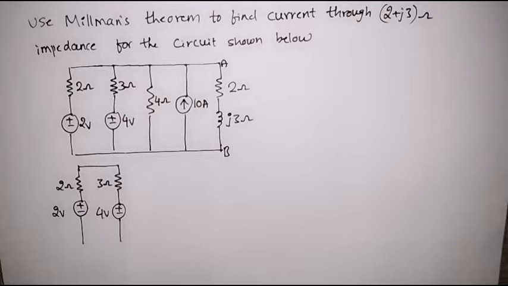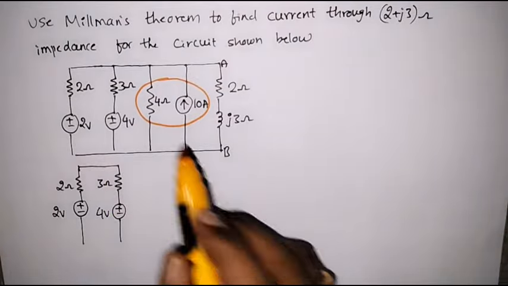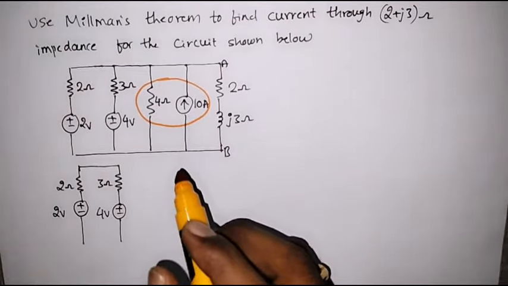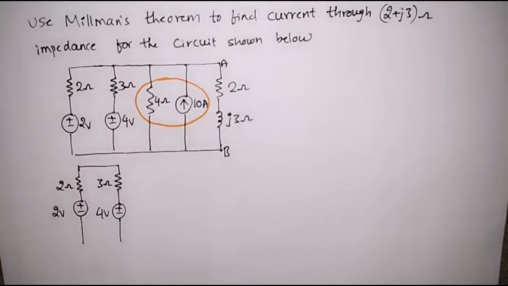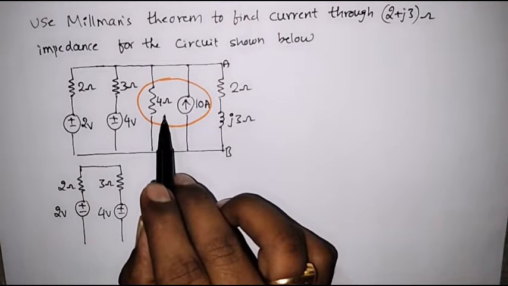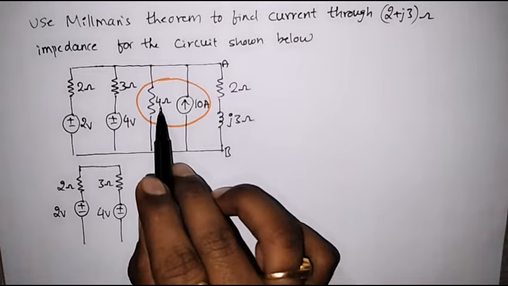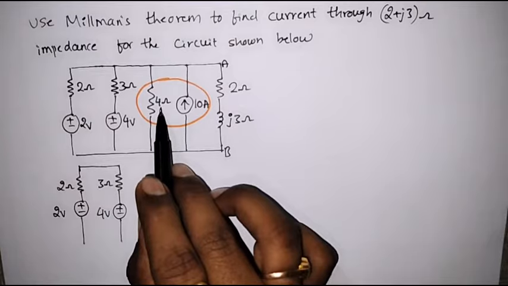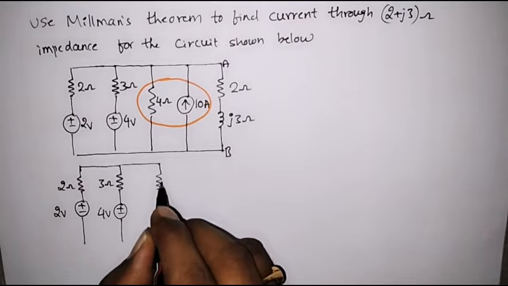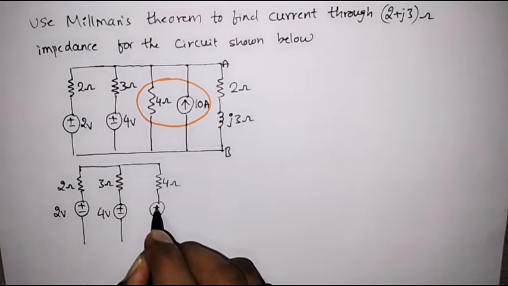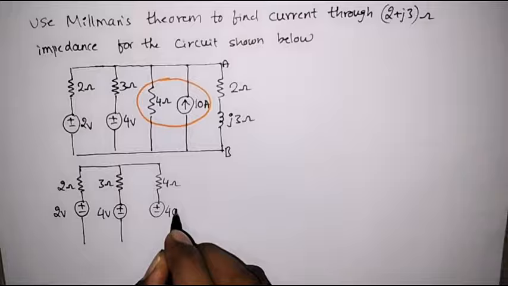So now we'll convert this current source, which is in parallel with a resistor. We'll apply source transformation and convert the current source into a voltage source. To convert into a voltage source, V is equal to I into R. I is 10 amp and the resistor is 4 ohm. Therefore the magnitude of the voltage source is 40 volt. So a 40 volt source is connected in series with the 4 ohm resistor. The direction is plus minus, with the positive end at the top.